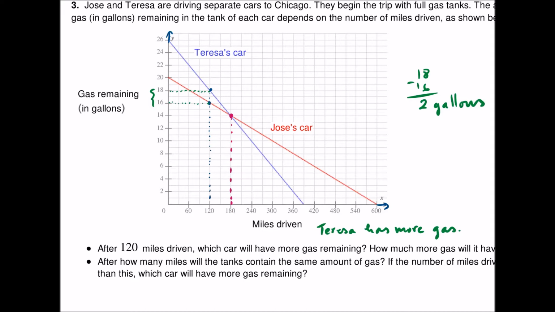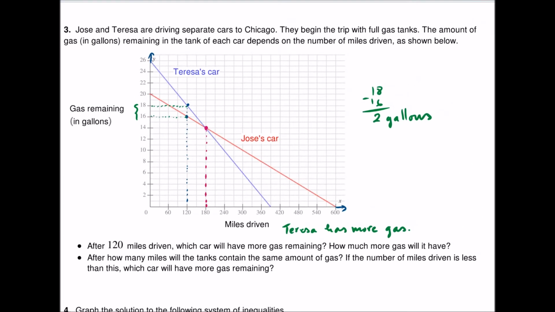If the number of miles driven is less than this, which car will have more gas remaining? Since the number of miles is less than 180 miles, which means this section, and based on the previous answer at 120 miles, Teresa has more gas, it's going to be the same answer. So if the number of miles driven is less than 180 miles, Teresa's car will have more gas.